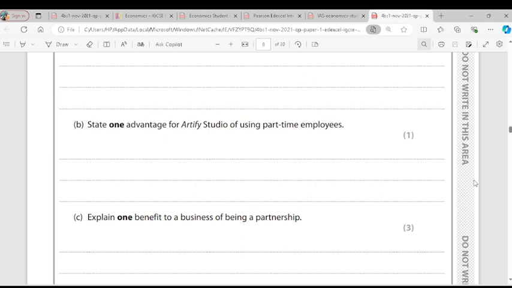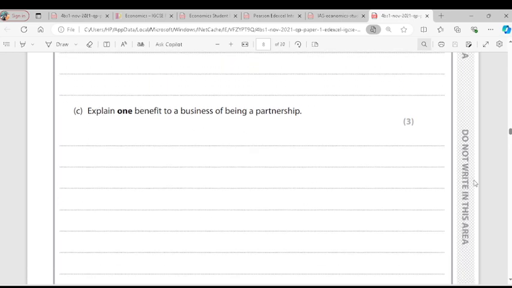Is it clear? Roman figure C, question C. Explain one benefit to a business of being a partnership. When the business is a partnership, it means it has other people working with the business as owners. So here I talked about shared responsibility. In a partnership, there's shared responsibility, which means each partner might be skilled in one aspect.